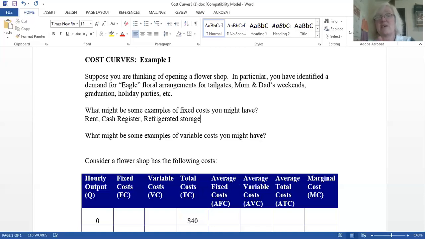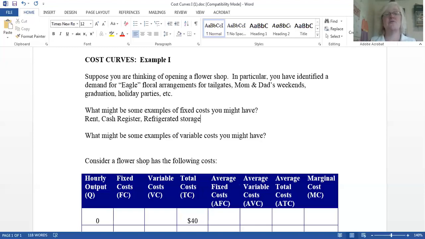Anyway, so those are some big ticket fixed cost items that, if you're running a restaurant, it's the cost of the chairs, right? Regardless of if 10 people come to eat at your restaurant or 100 people come, it's the same chairs that are sitting there, okay? All right, on the other hand, variable costs.